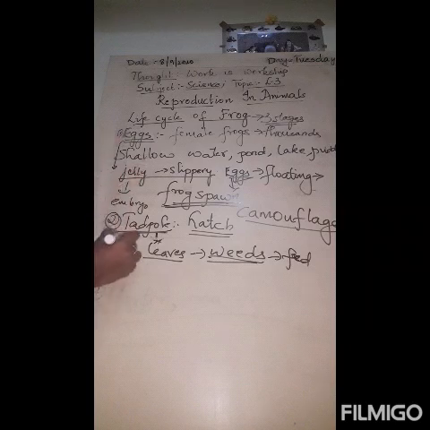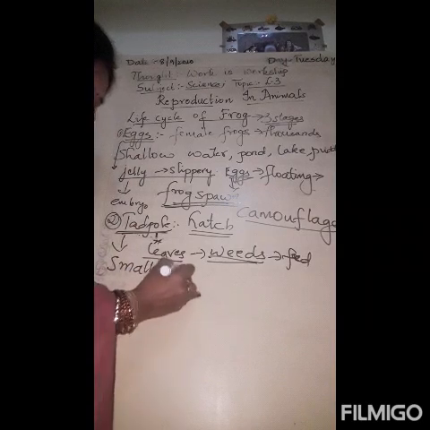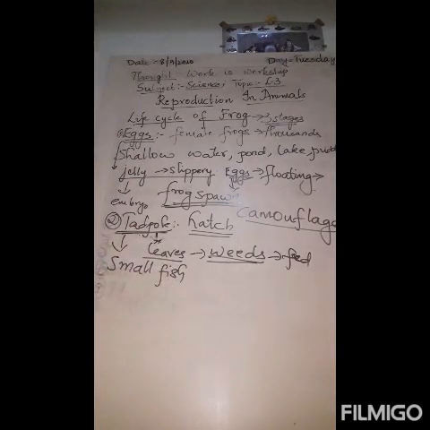Tadpoles look different from the adult frog. It is not the adult frog. They usually look like a small fish. Understood? It will not be like a frog; it will usually look like a small fish.